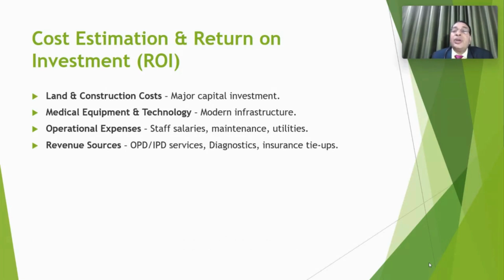Then next is the revenue sources. That is the main attraction point, where the money will come from. First and foremost is OPD services, then admission and IPD services, then diagnostics like CT, MRI, X-ray, ultrasound, lab, then insurance tie-ups like TPAs and panels, then government panels like Ayushman Bharat, CGHS, CCHS, ESI. These panels and sources will provide revenue to your hospital to boost your profitability as soon as possible.